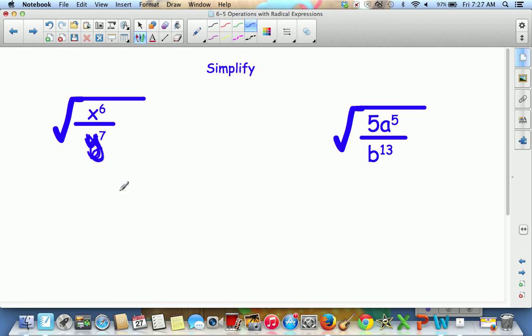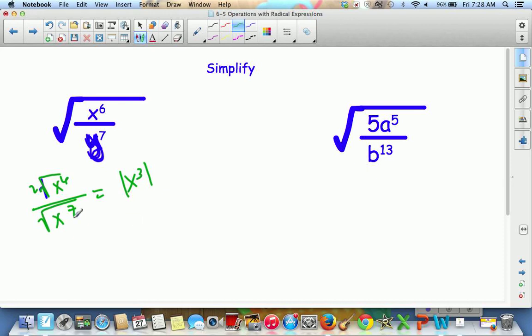Okay, so using our quotient property, I'll use a different color as well. We're going to take the square root of x to the 6th over the square root of x to the 7th. The square root of x to the 6th comes out nice. That's going to be x to the 3rd. Now, keep in mind our even, even, odd rule. We have an even here, even, even, odd, so this has to be in absolute value bars. That was from last section.